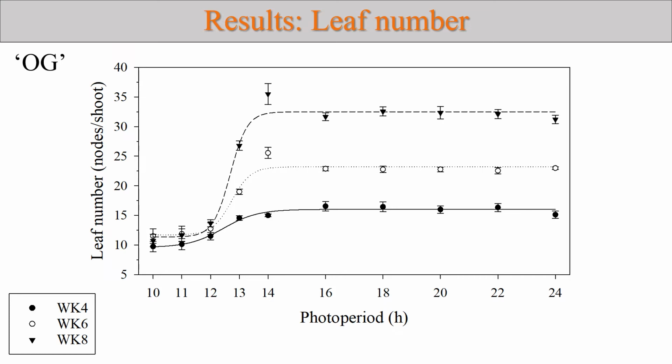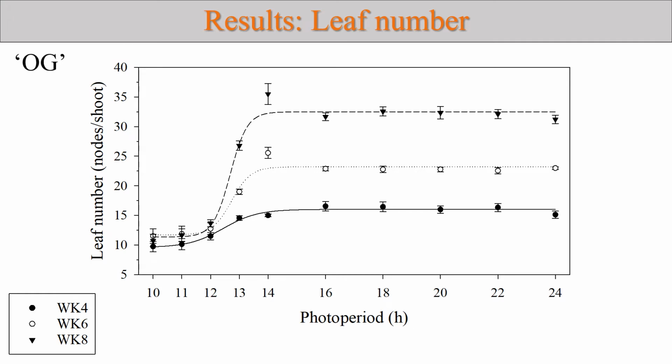In contrast, beginning at the 13-hour photoperiod, we do start to see gaps in between week 4, week 6, and week 8. This indicates that the plants in this photoperiod treatment were still growing vegetatively to some degree. However, the leaf number was lower than what it would be at, say, 18 or 20 hours. And so we know we have an intermediate response here.